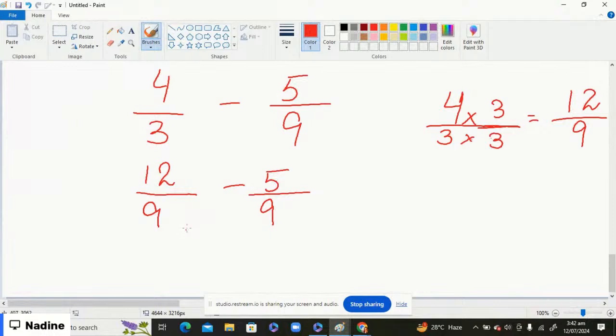So here is the 9, just subtracting 5 out of 12. So 12 minus 5, what's the answer? You get it? So 12 minus 5, what's the answer? 7. Okay. So 7 over 9 is your answer because here you are going to subtract.